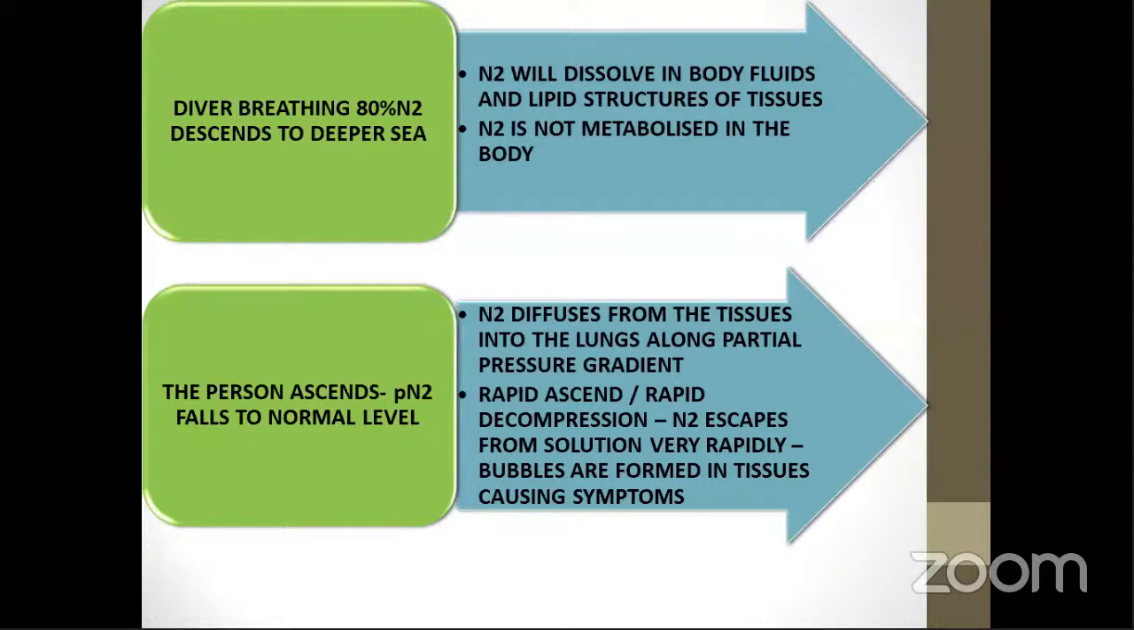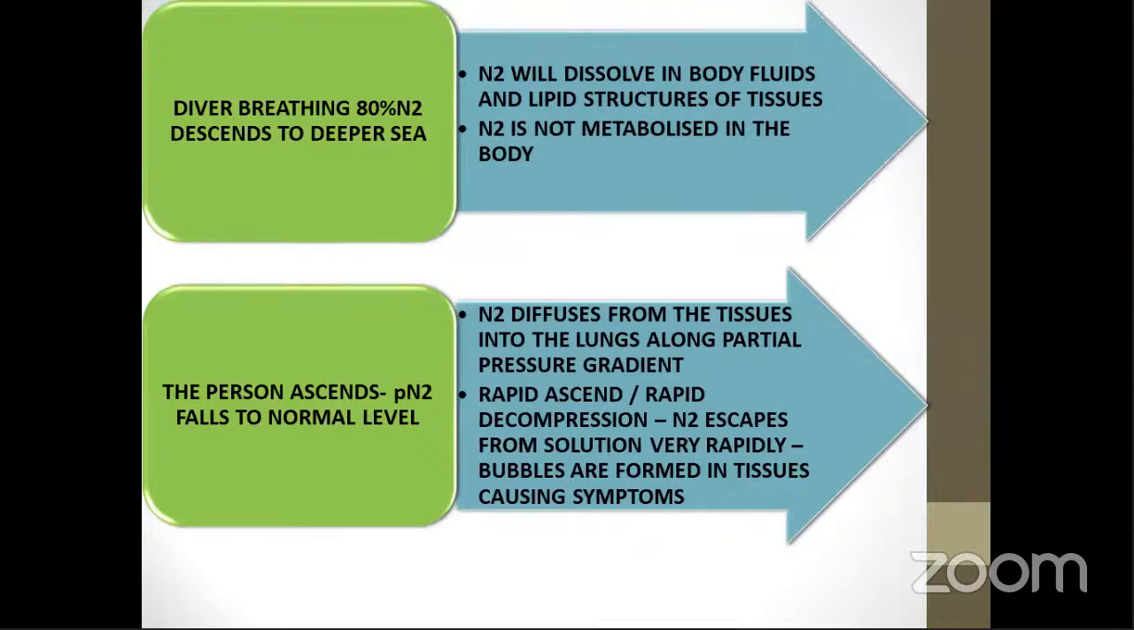But the external atmospheric pressure decreases when the person suddenly comes up. So what happens? In our tissues, nitrogen is dissolved under high pressure. So there is a partial pressure difference or gradient from tissue to the alveoli. And with this partial pressure gradient, the nitrogen will suddenly diffuse from the tissues into the lungs. And during rapid ascent or rapid decompression, this nitrogen will escape from solution very rapidly in bubbles. And these bubbles are formed in tissues causing symptoms.